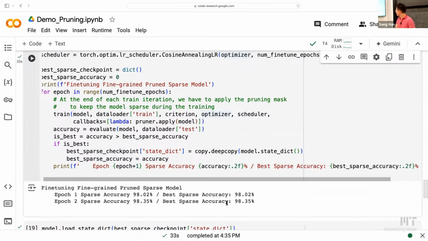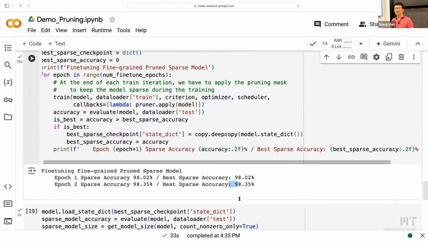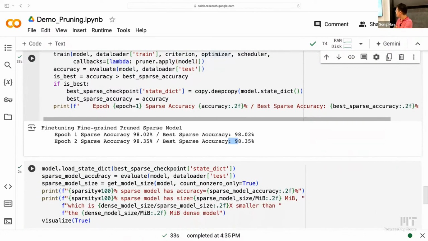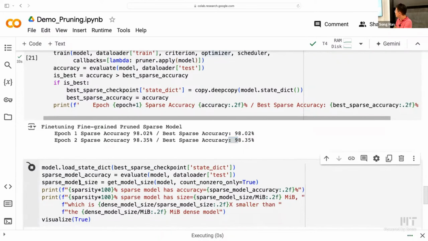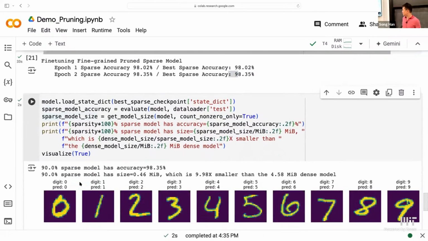Okay, 2 epochs finished, 98.3%. Isn't that amazing? We prune away 90% of the parameters, and after retraining, we can still get 98% accuracy. So let's load the model again and classify the 10 digits. Actually, all these cases are correct, and the test accuracy is 98.35%.